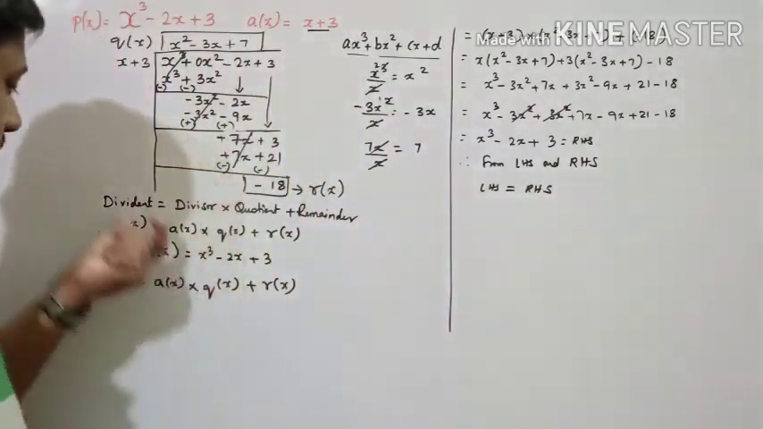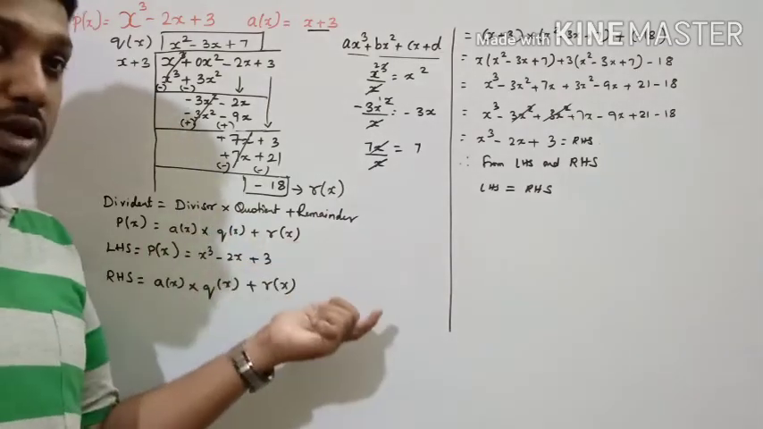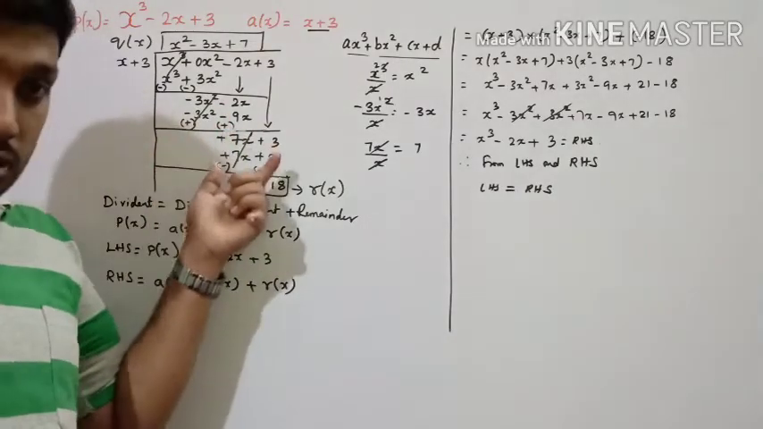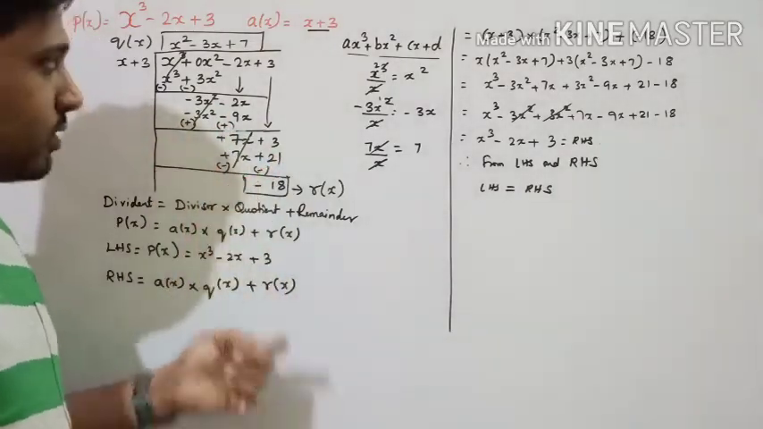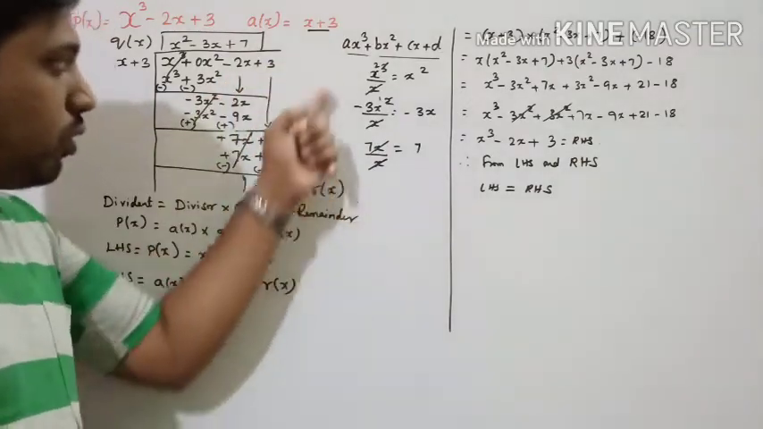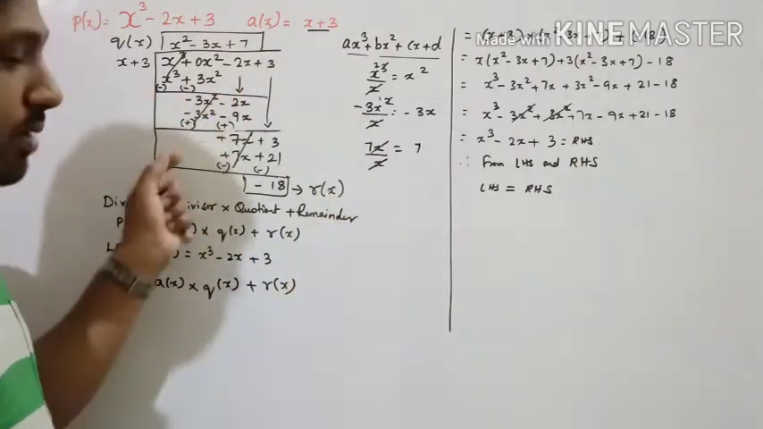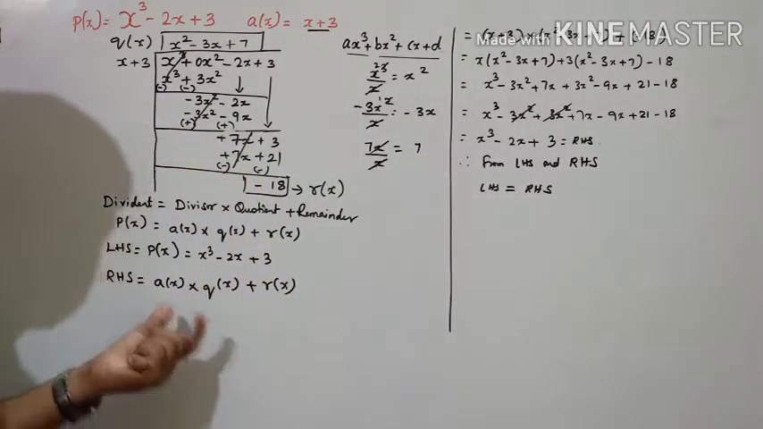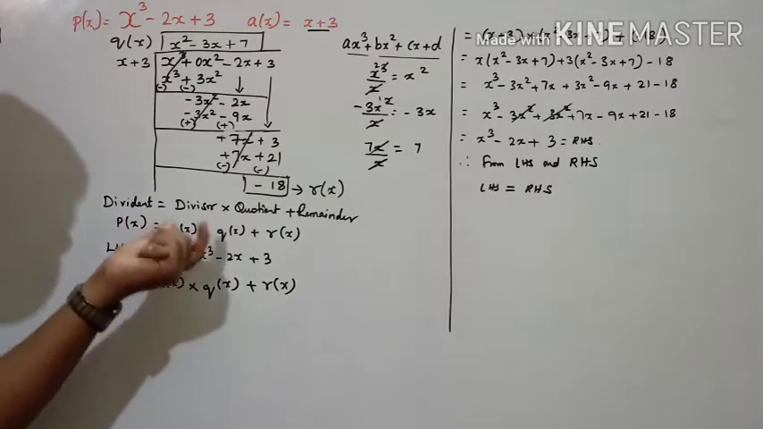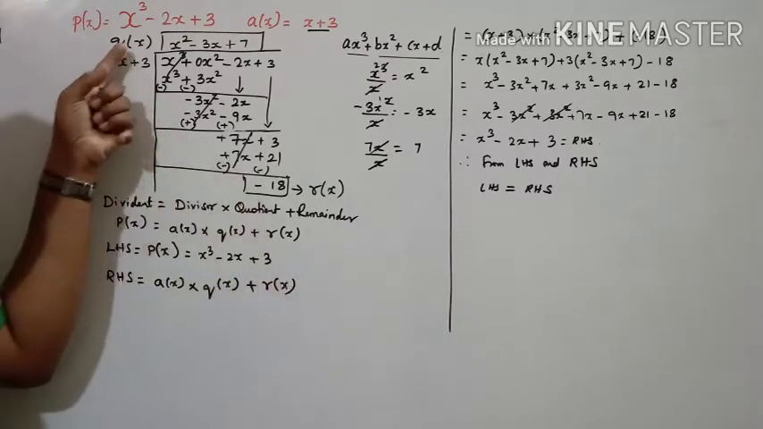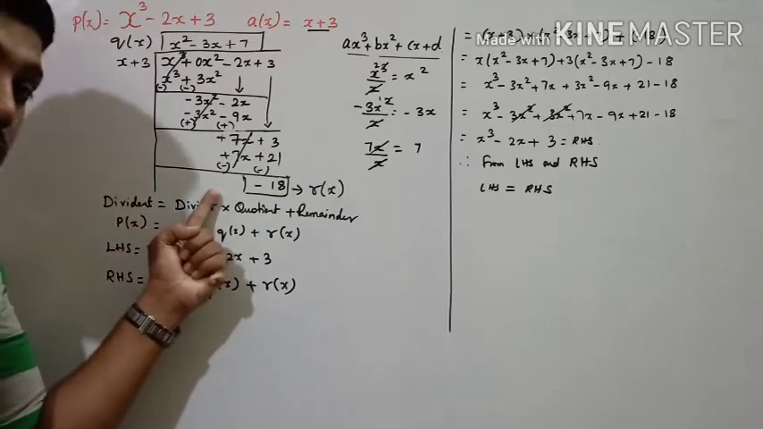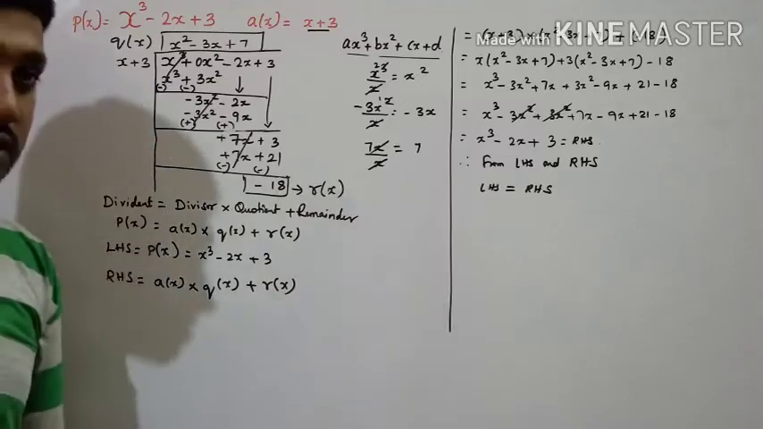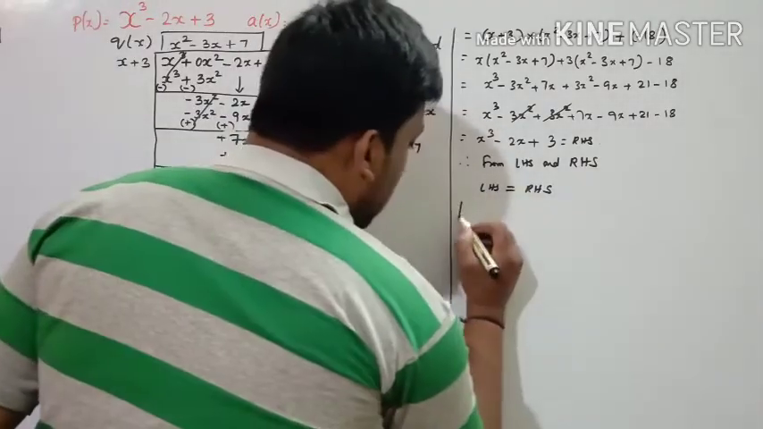So this relation, that is dividend is equal to divisor into quotient plus remainder, is satisfied even in polynomials also. How beautiful is this, right? So we started dividing. I taught you how to divide this polynomial step by step, taking individual terms, and finally we verified the relation, that is dividend P of x is equal to A of x into Q of x plus R of x, where the quotient is Q of x and the remainder is R of x. So when I multiplied that out and saw that LHS was equal to RHS, the relation is verified.